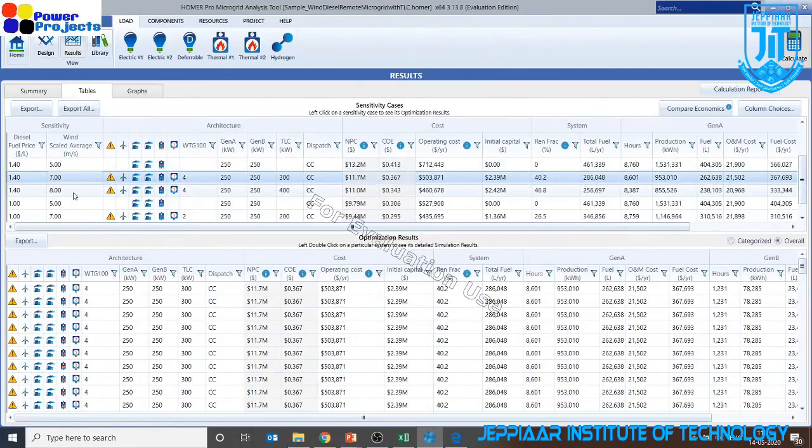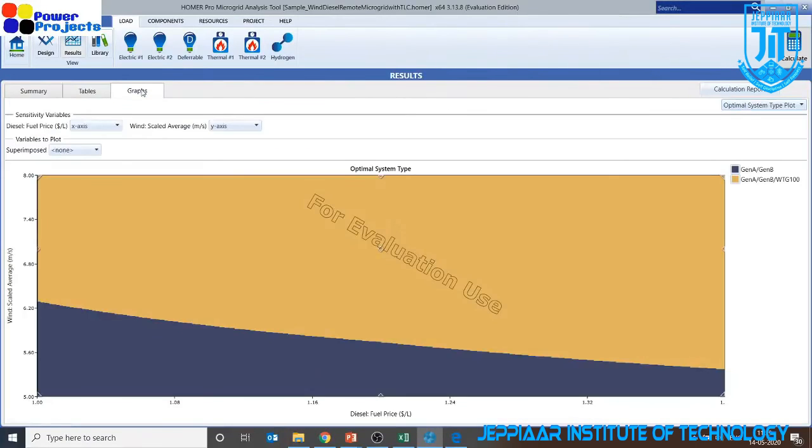So when you look at this, this is basically sensitivity analysis, still in a graphical format. That means if the diesel price is so and so, and if the wind speed is so and so, which is an economical option. So what combination you need to go for. So that is basically telling whether you have to go for a diesel or a wind in this case, right? So that's basically a sensitivity analysis.